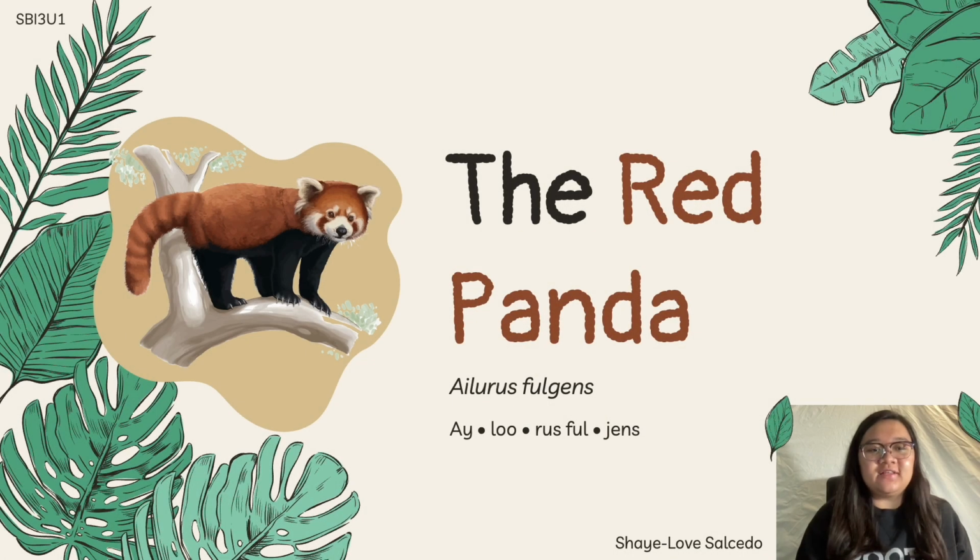Hello, my name is Shaye-Love, and today we're going to be talking about the red panda. Its scientific name is Ailurus fulgens, and this is its pronunciation. And this is what the organism looks like.